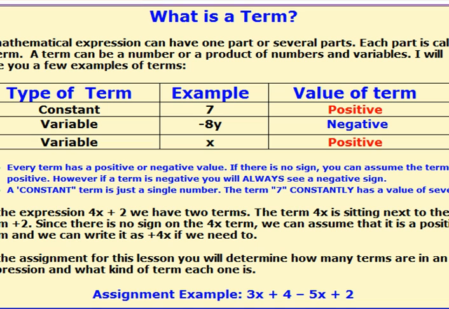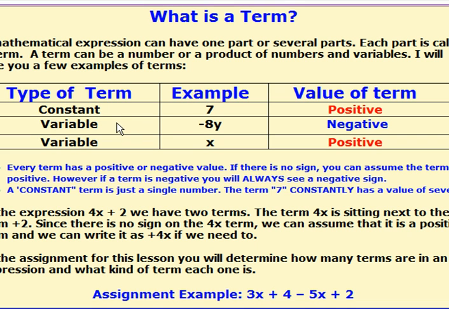Okay, so I'm going to give you some examples of terms. We have one type of term that's called a constant. Okay, so right here we have an example. The number 7 is what we call a constant term, and the value of it is positive. So if you don't see any sign in front of the 7, you can consider it to be a positive 7, and the value of that term is constantly 7. It's never going to have any other value.